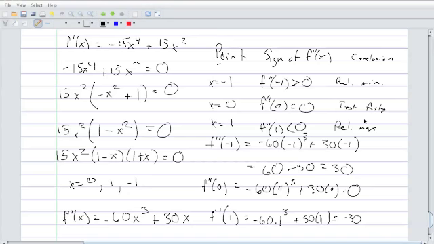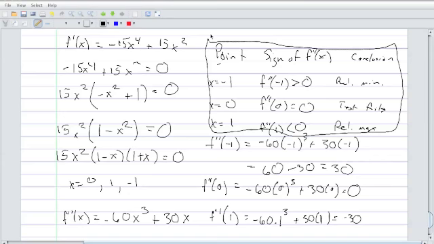Not necessarily a table, but sorry about that. So that's just a quick example showing the second derivative test.